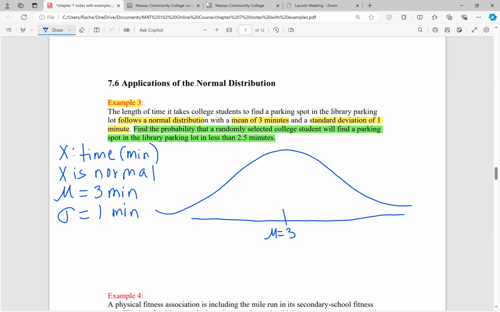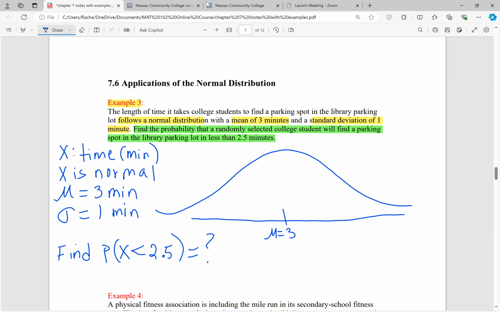So I'm going to encourage you to write this sentence in English in math notation and statistical notation. So remember how we write probability that, right? So we want to find the probability that, or P of. Now, the time it takes to find a spot is going to be less than 2.5 minutes. And we already said we're using X as time, right? That's my random variable. So what is the probability that time to park is less than, and there's my inequality for less than 2.5. So this is what we're trying to solve for.